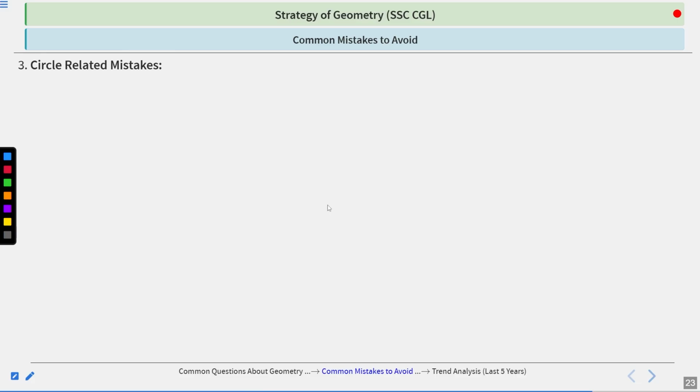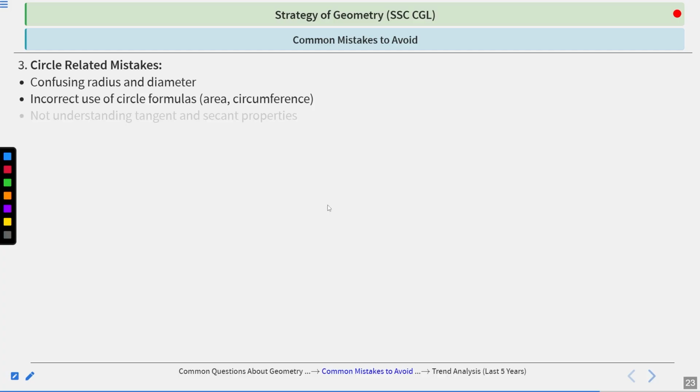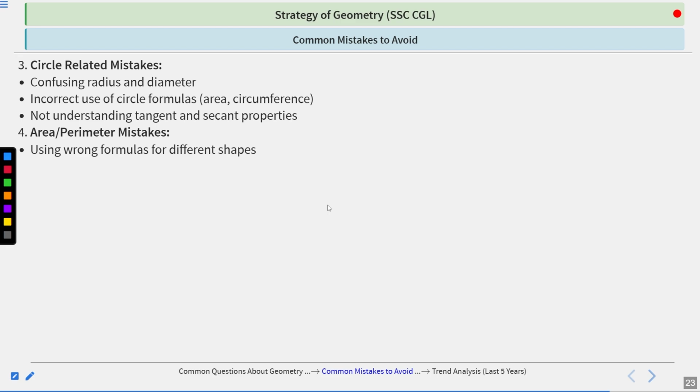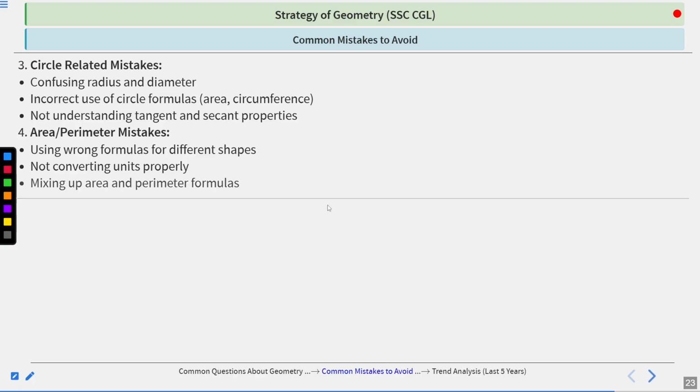Next one is circle related mistakes. So confusing radius and diameter of the circle. Incorrect use of circle formulas like area and circumference formulas. Not understanding the tangent and secant properties. So next one is area and perimeter mistakes related to circle. So using the wrong formula for different shapes. Many times the students do it. Not converting units properly. Mixing up area and perimeter formulas.